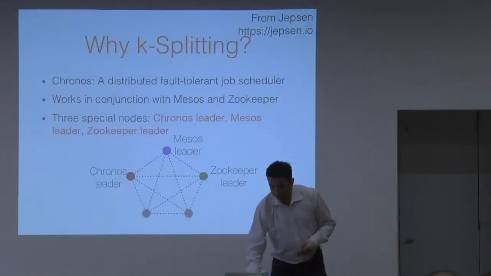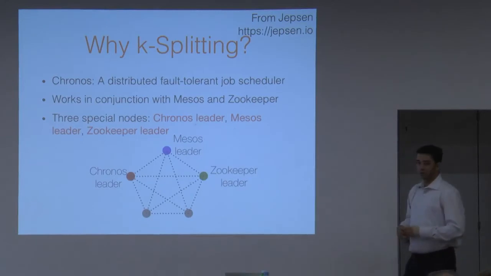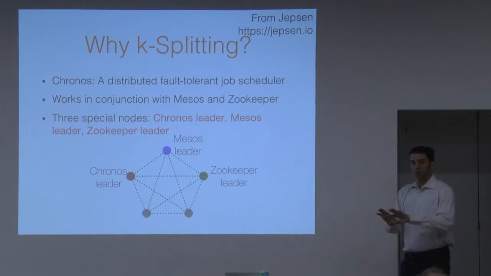So why are we looking at these somewhat esoteric notions? Well, it turns out if you look at the bugs reported by Jepsen, most of them essentially correspond to a small number of partitions of the network, right? 2 or 3 or maybe 4.